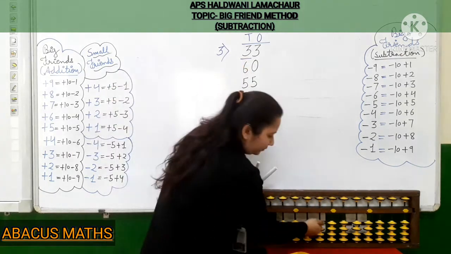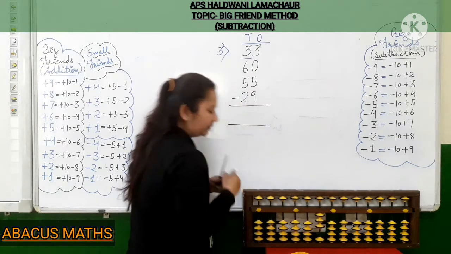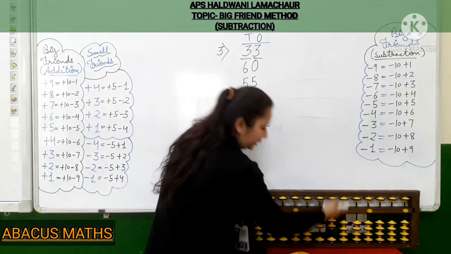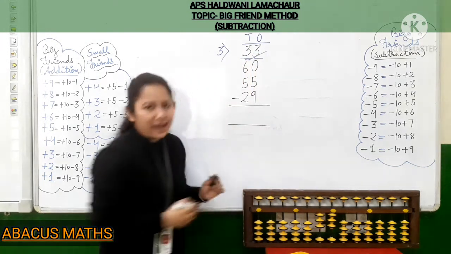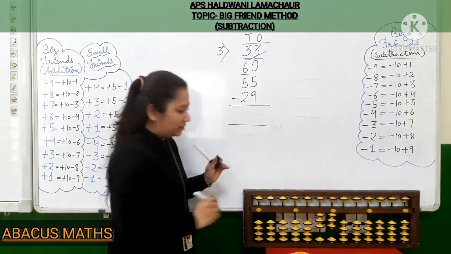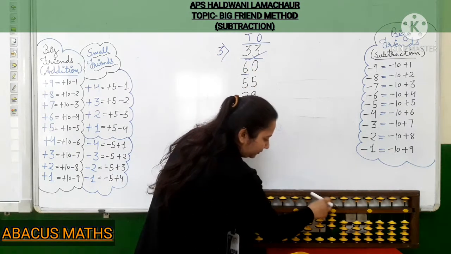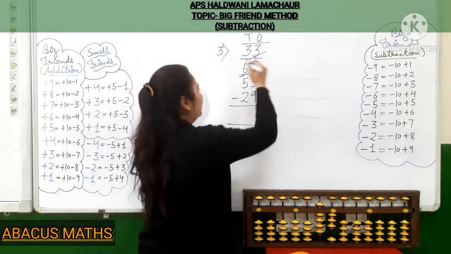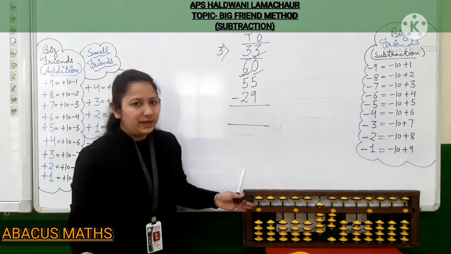Now this 3, 1, 2, 3. And again 3 in ones rod, 1, 2, 3. And this 33 is added. Now next you have to add this 6 in tens rod. 5 and then come down 6. And 6 is added. 0 means nothing, so nothing we will add.